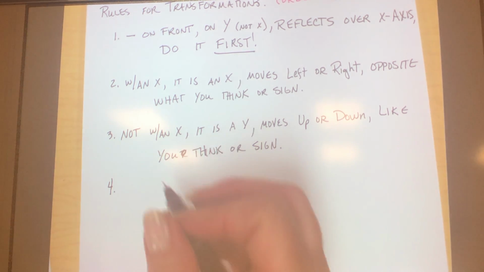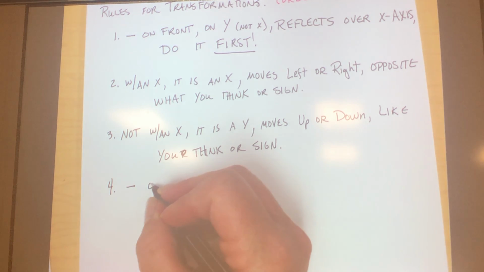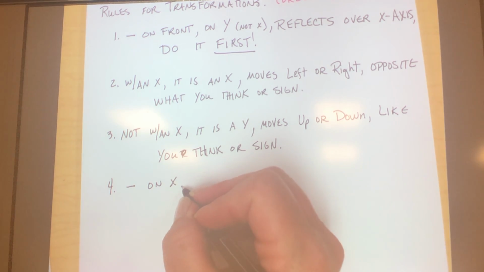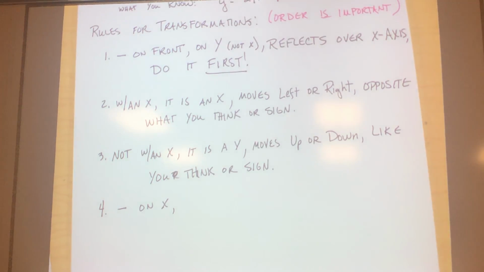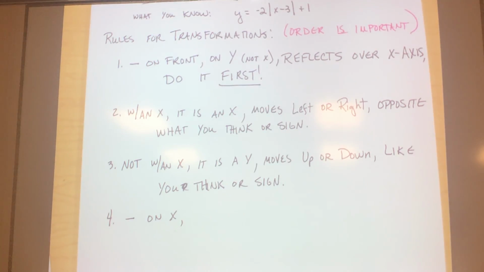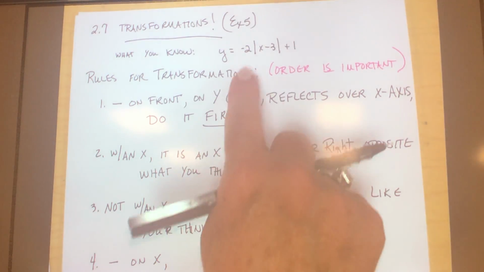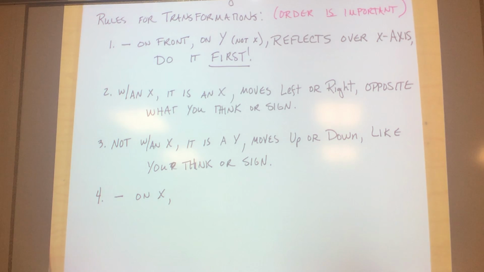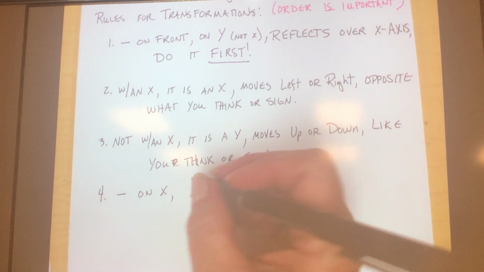So, this one is if there's a negative on the X. A negative on the X. Now how will I know if it's on the X? It will be inside the absolute value. It will be inside the parentheses. It will be underneath the radical with the X. You see what I'm saying? It will be all of those things. You'll know he's with the X.